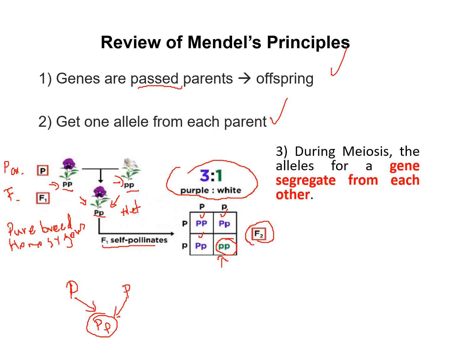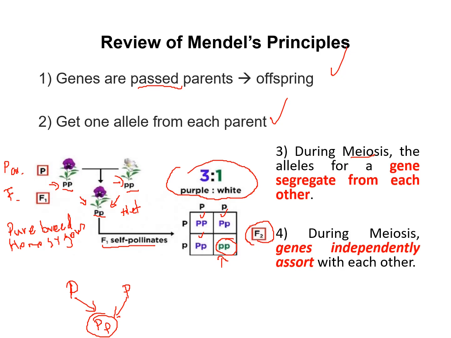And this one too. The other very important concept is meiosis. Now we know the mechanism that explains these 3 to 1 ratios: during meiosis the alleles for a gene segregate from each other. And finally, we also know that during meiosis genes independently assort with each other. So, four concepts that you must know. If not, please go to the Campbell Biology and review those concepts, or go back to the video lectures of the previous classes.